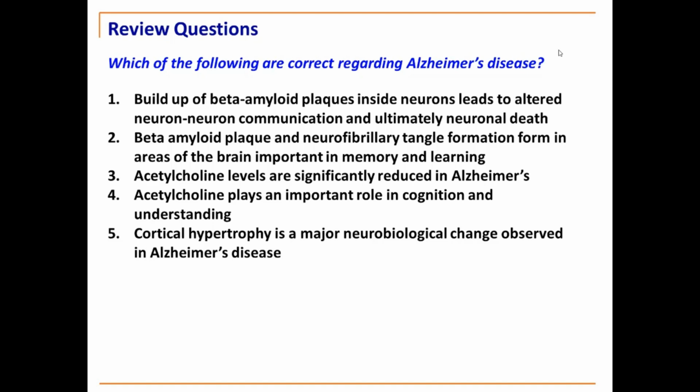Acetylcholine levels are significantly reduced in Alzheimer's. That is correct. Therefore, there's poor communication between neurons and potentially cell death. Acetylcholine plays an important role in cognition and understanding. Yes, that's obviously correct. And cortical hypertrophy is a major neurobiological change observed in Alzheimer's. Obviously incorrect. It's not hypertrophy, it's atrophy, it's death. So neuroinflammation obviously is another major neurobiological change. So remember, this is just a really crude overview to the topic, and you will get far more in-depth and complex sessions to follow.